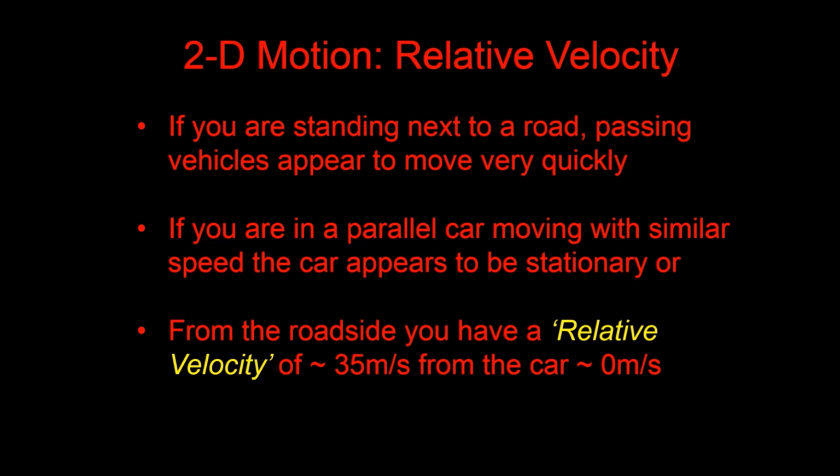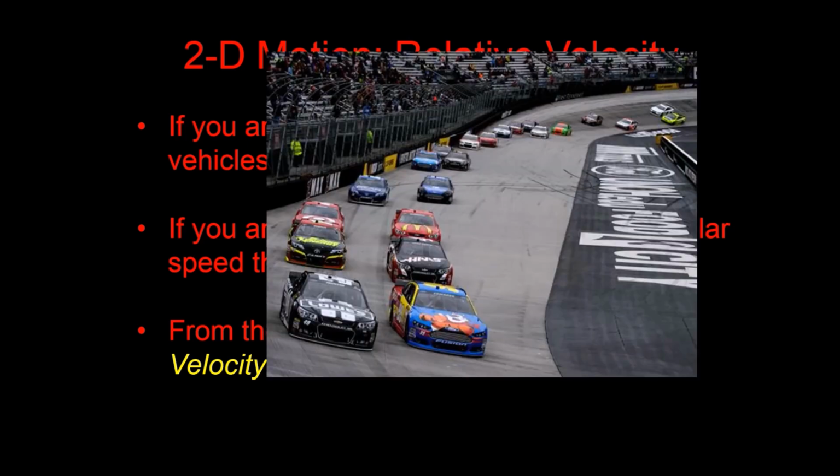If you're in a car parallel to the other car, your relative velocity is 0 meters per second, even though both vehicles are traveling. And of course, this is the kind of thing you can see in processional NASCAR type racing, when 2 cars are parallel to one another and moving at the same speed. The relative velocity between these 2 cars will be 0. The relative velocity to the people in the stands will be a very high rate of speed.